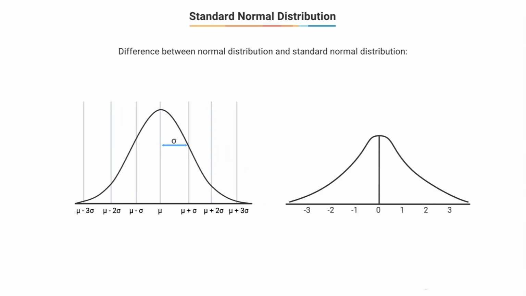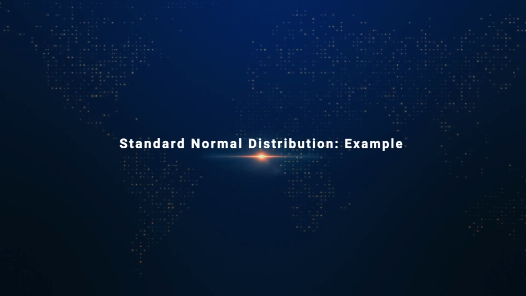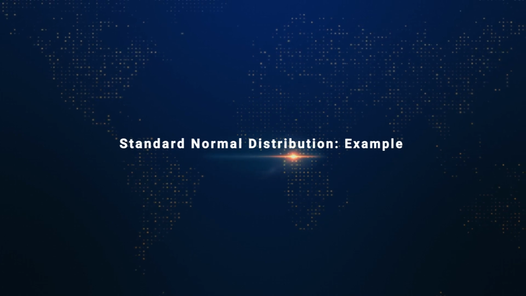If you see the standard normal distribution, then our mean is always 0 and the standard deviation is always 1, and mu plus 1 sigma will be 1, mu plus 2 sigma will be 2, and on the left side you will have mu minus 1 sigma marked as minus 1 and so on. So that is the difference between our normal distribution, which we marked by x, and the standard normal distribution, which we marked by z. We'll now look at an example problem on standard normal distribution.